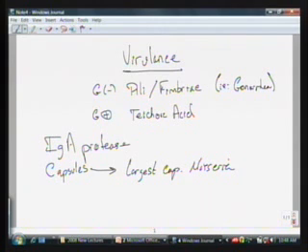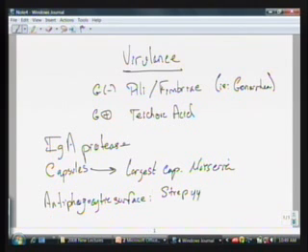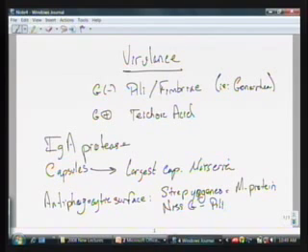And let's see, antiphagocytic surfaces. And this would be like strep pyogenes. Strep pyogenes has something called an M protein, so it cannot be phagocytosed. Neisseria, gonorrhea, has the pili. And Staph aureus has protein A.